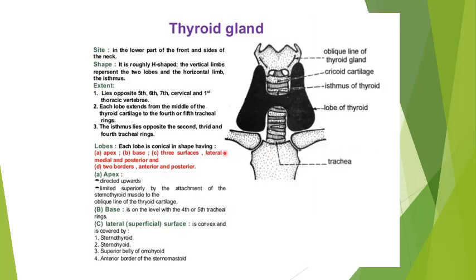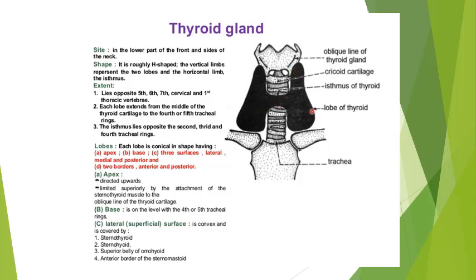Now let's look at the thyroid gland. It is located in the lower part of the front and sides of the neck. It is roughly H-shaped. The vertical limbs represent the two lobes and the horizontal limb the isthmus. So this is the thyroid gland.